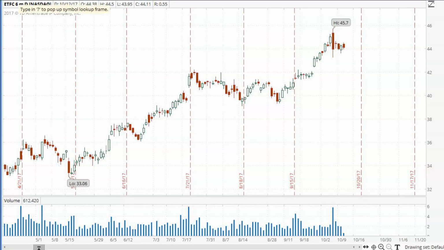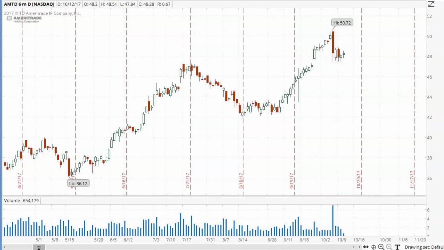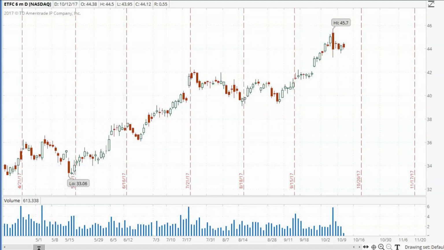So just quickly, when you look at Schwab, you can see that right there, which is that long-legged doji on the high volume. When you look at Ameritrade, you could see the reversal there on that hidden gap or gap reverse. And when you look at ETFC, you can see the same thing, all on the same day. So what that says to me is that it's very likely that group has reversed.